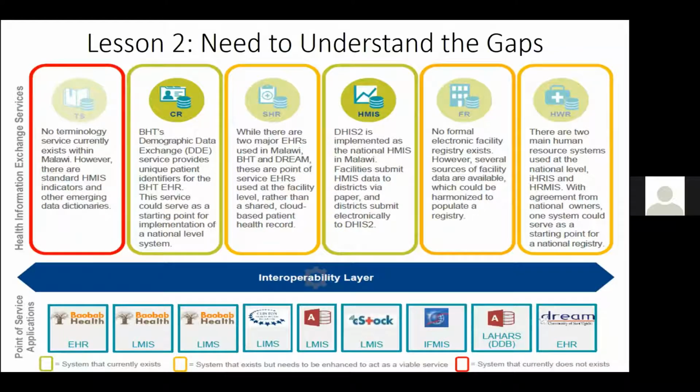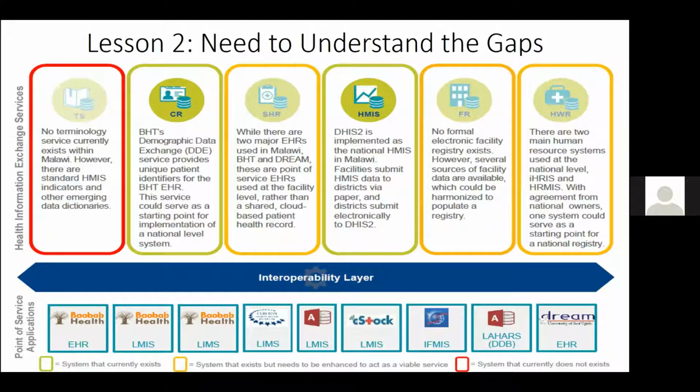The second one is the need to understand the gaps. Referring to the presentation on standards that was presented by Adane, if you understand your ecosystem and you also understand what is supposed to be there, it is possible for you to look at the gaps that are available so that you can build on what is existing and make sure you only add to address the gaps that you have.